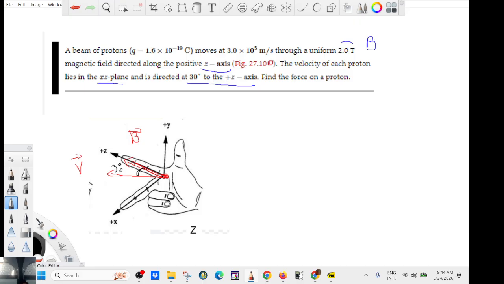Are we good? Okay, so let's use our right hand. Can you figure this out? Where is the force now? So velocity is this way. Magnetic field is that way. So it makes an angle of 30 degrees. So where is the force? Down. Right? You have to see in 3D, right? You're an engineer. So velocity is this way, magnetic field is that way, it makes an angle, so the force is down.